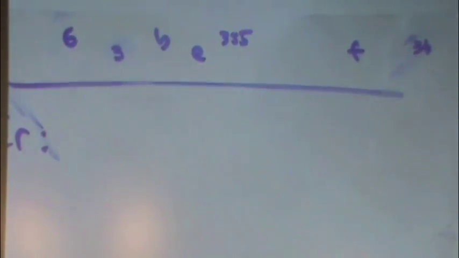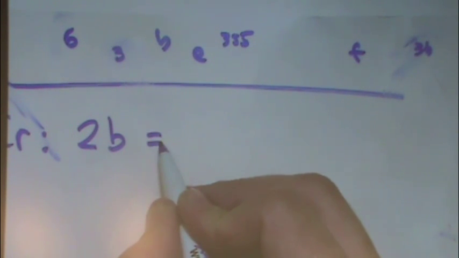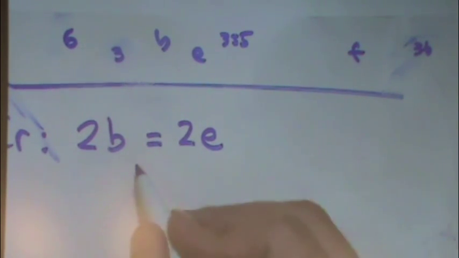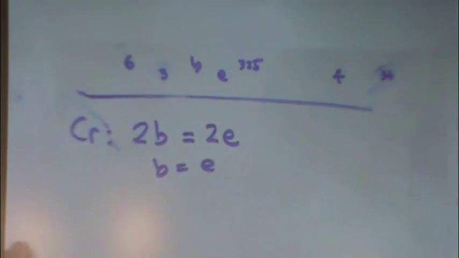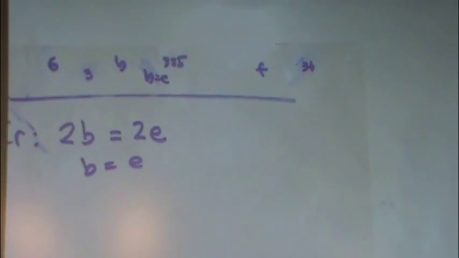Okay, let's start with chromium because that looked really easy. Is it okay if I write 2B equals 2, what was that variable? E. Is that okay? So B equals E, whatever that is. Is there any other element that appears not too often? Did we do hydrogen already? Did we do sulfur? Let's do sulfur.